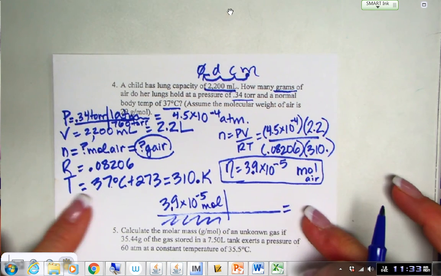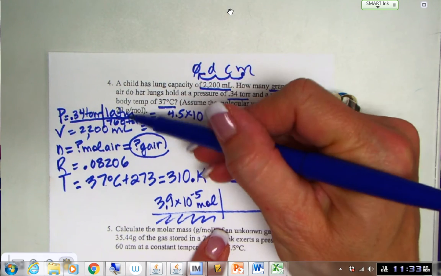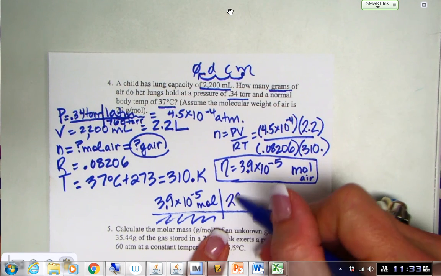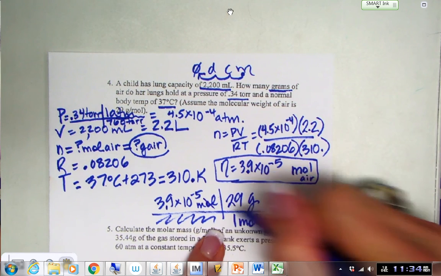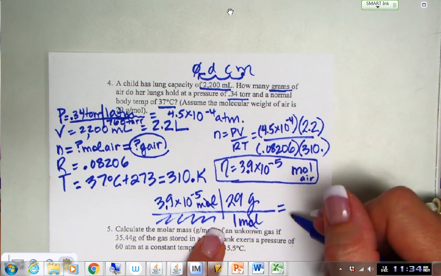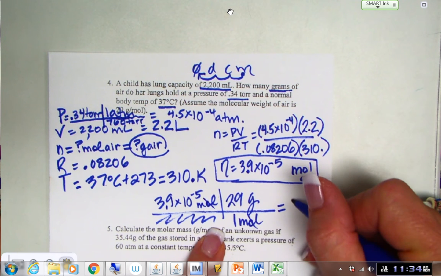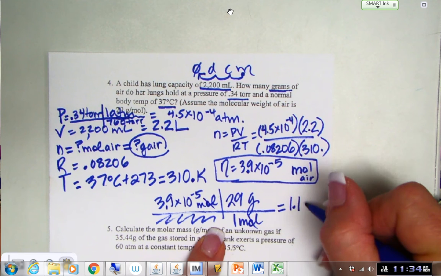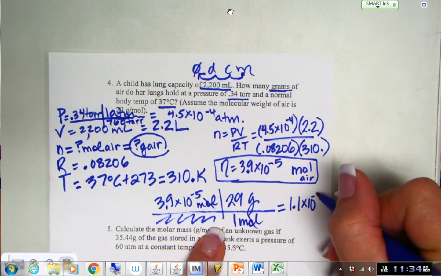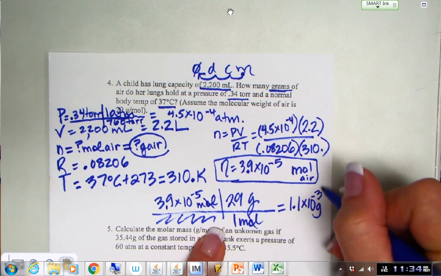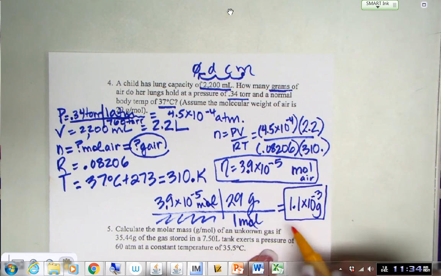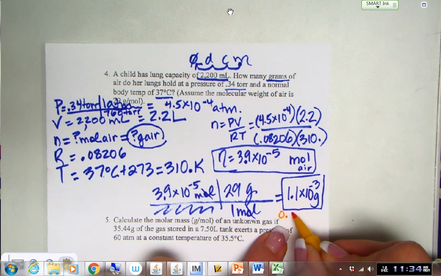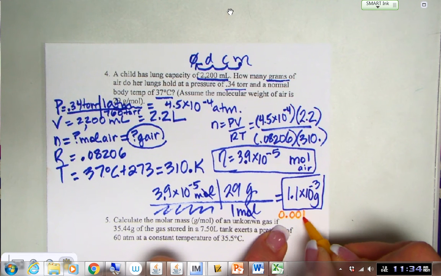Now, they gave us the molar mass of air here because air is a mixture. It's not just one gas. It's a mixture of gases. They told us it's 29 grams per mole. So we're going to use that. It's going to multiply by 29 grams per mole. The moles cancel out, and you get your final answer. I'm going to put it in scientific notation, 1.1 times 10 to the negative 3 grams. Now, if you want to leave that in standard form, that is perfectly fine. Just don't forget leading zeros are not counted as sig figs. So if you leave it in standard form, 0.0011 grams.